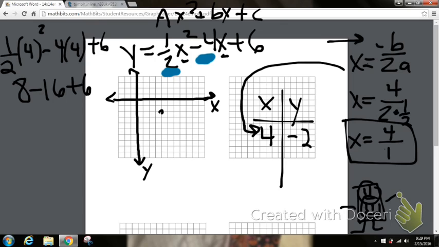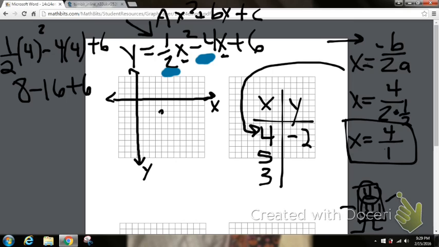Now, what I know about this ax squared plus bx plus c is that because this is a positive a, it's going to open up. So what I found is the minimum of my graph. All right, and that's good to know. So now I want to try numbers that are close to 4. I'm going to try 5, and to the left of 4 would be 3.